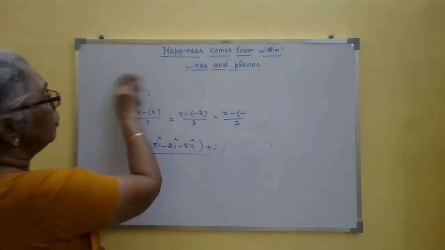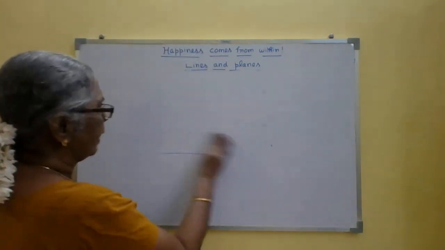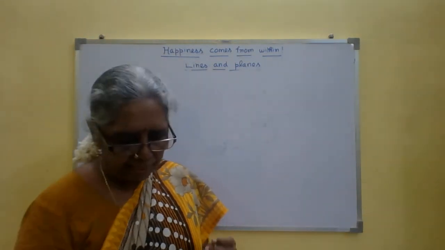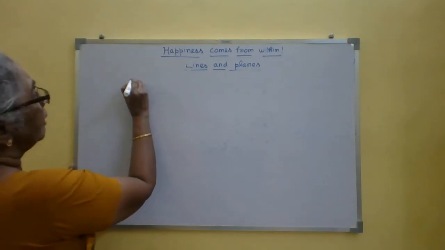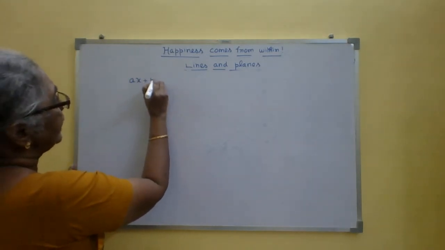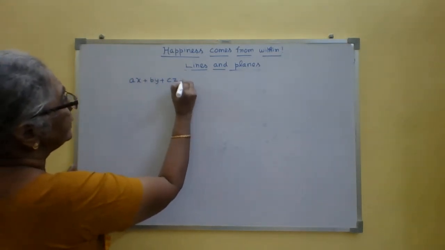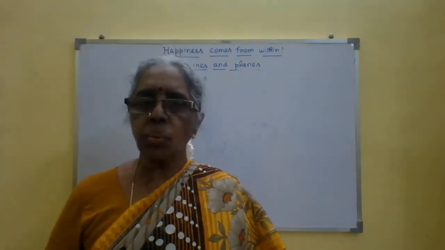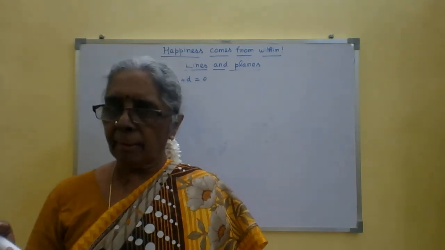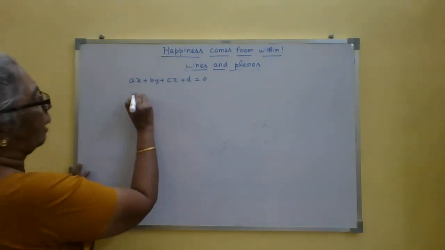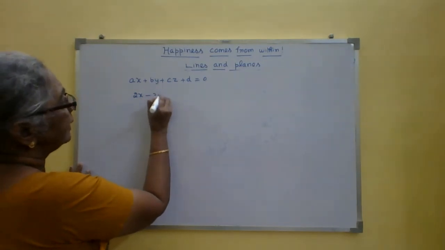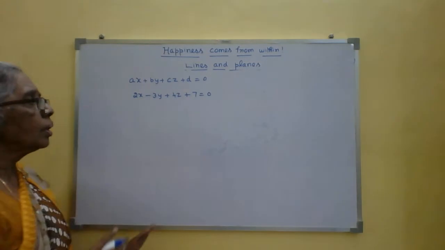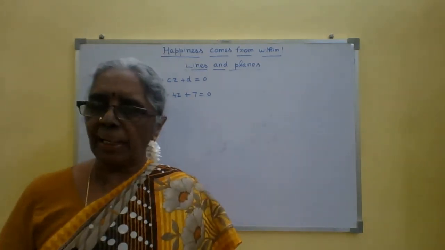In a plane also you have many types of equations, but let us consider the standard one today. I will consider any equation of the format ax plus by plus cz plus d is equal to 0 represents a plane. This is called the general equation of a plane. Now let me take one example: 2x minus 3y plus 4z plus 7 is equal to 0. So this equation represents a plane.